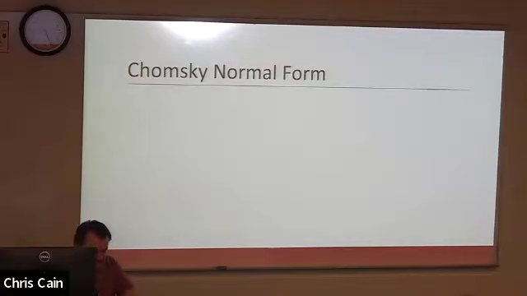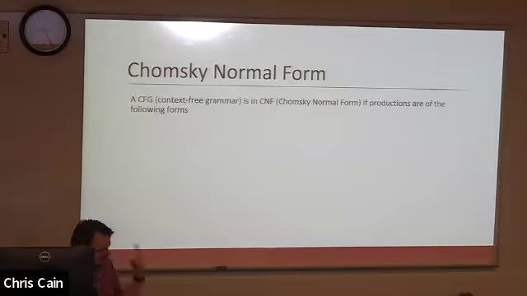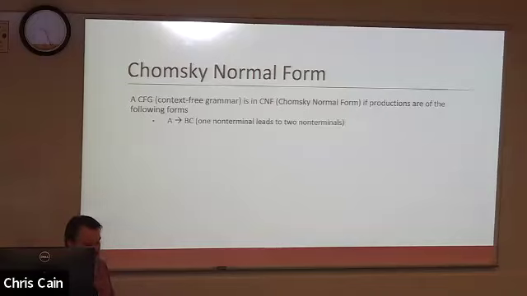So, CNF, really important. There are only two possible forms of productions. The first possible production is non-terminal, arrow, non-terminal, non-terminal. There must be exactly two non-terminals on the right-hand side. So you can read this as one non-terminal leading to two non-terminals. Can't have one, can't have three or more, exactly two. The second legal production type is non-terminal, arrow, single terminal.